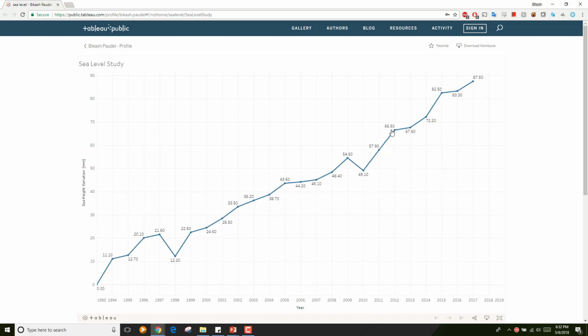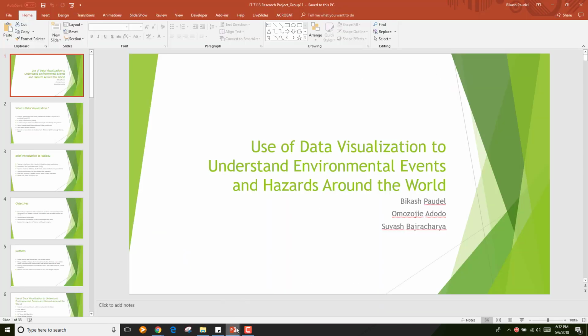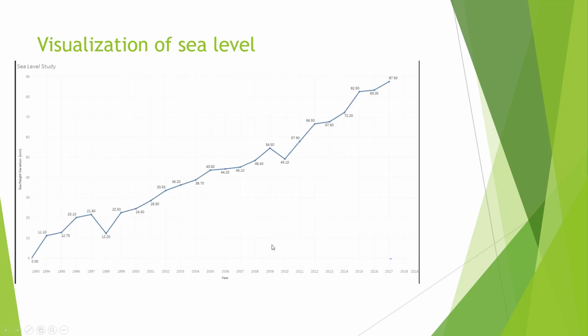But ever since, sea level has been growing rapidly, so it's very important to reduce global warming and help the sea level go back to its previous position. That is the screenshot of the sea level visualization that we just talked about.